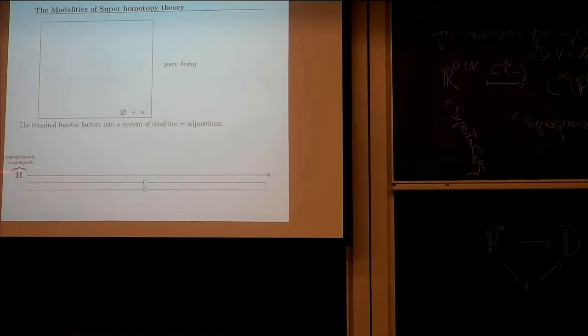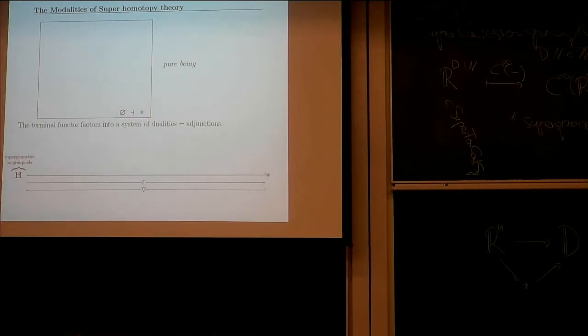And since we also have a terminal object in the topos, this functor that sends everything to the point has a right adjoint, sending everything to the terminal object. And they're adjoint to each other. Okay, that's a triviality, but maybe it completes the picture, that's what I'm showing.